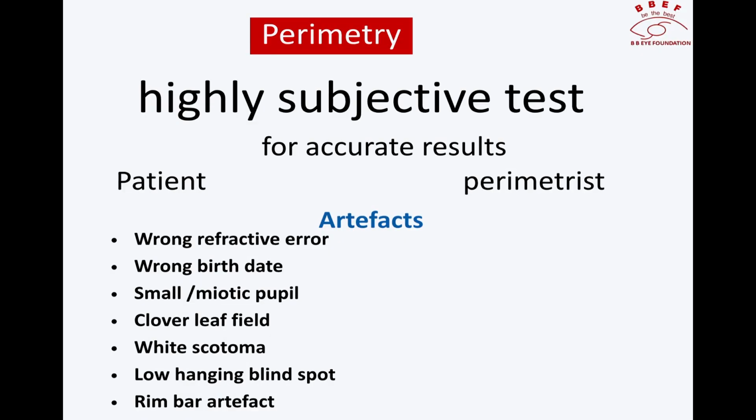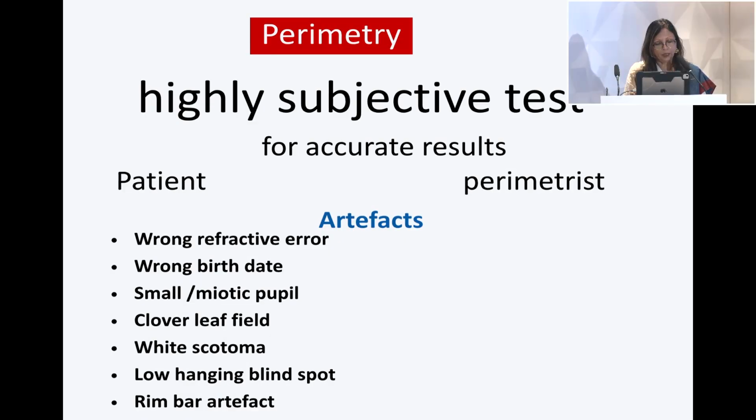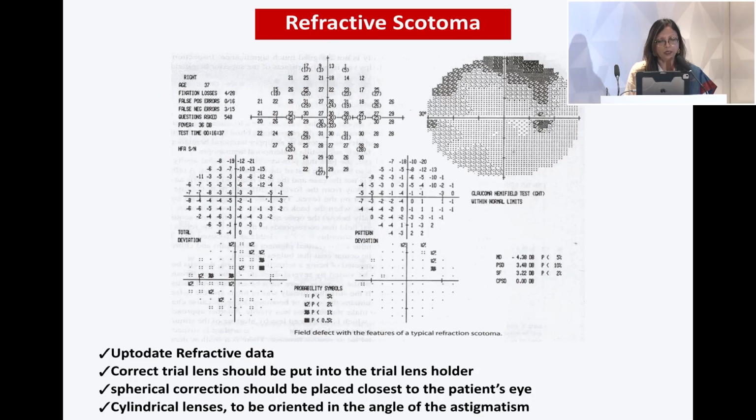So I'm going to take you through glaucoma artifacts in OCT and visual field. I have no financial interest in either of the instruments. So perimetry, as you know, is a highly subjective test. For accurate results, you need to depend both on the patient and the perimetrist. So artifacts include wrong refractive error, wrong birth date, small myotic pupil, cloverleaf field, white scotoma, low-hanging blind spot, and rim bar artifacts. So if you look at that, that's a refractive scotoma.